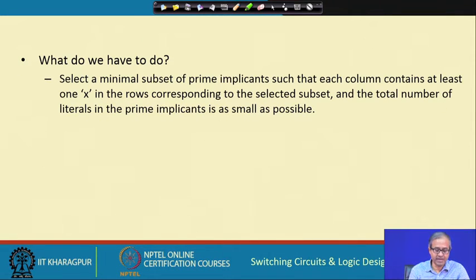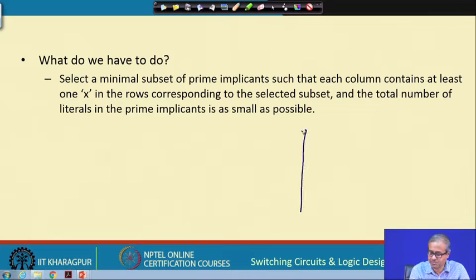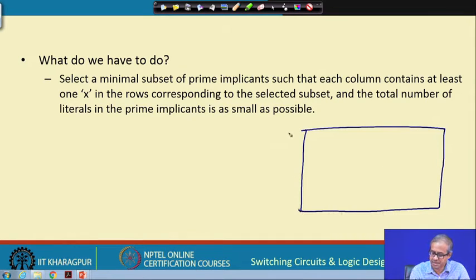So, what we have to do finally? We will have to select a minimal subset of the prime implicants, that is what I mentioned. But what is the requirement? Requirement is that every column, which means the true minterms, will contain at least one check mark corresponding to the selected subset, which means what I mean to say is that suppose this is a table, there are many prime implicants. Suppose I finally select this one and this one.